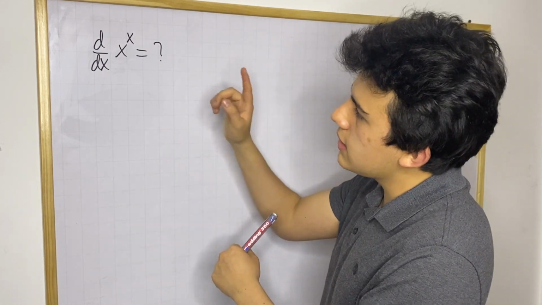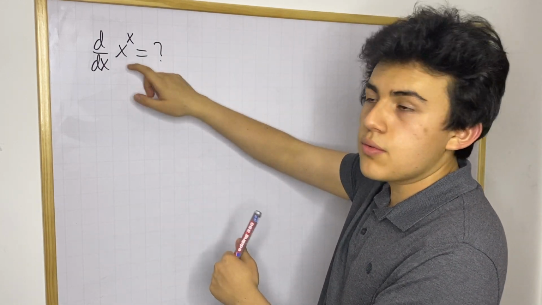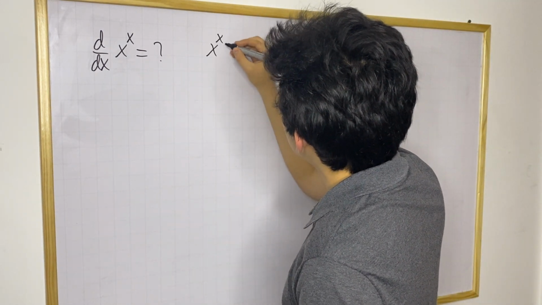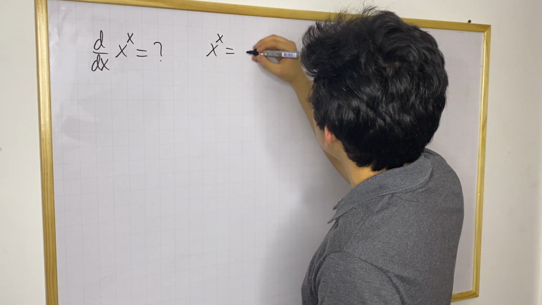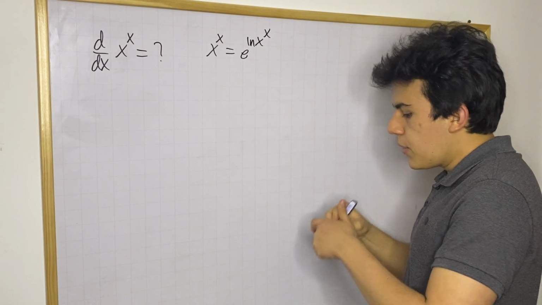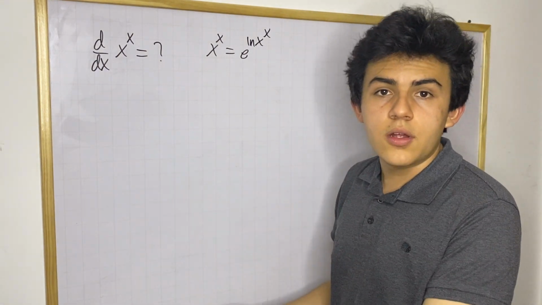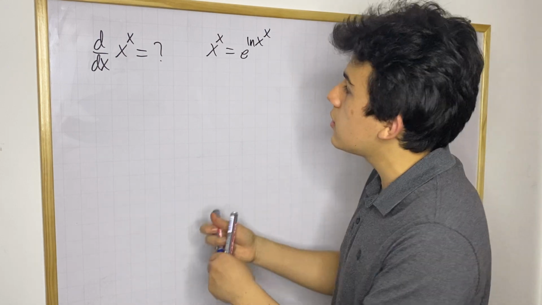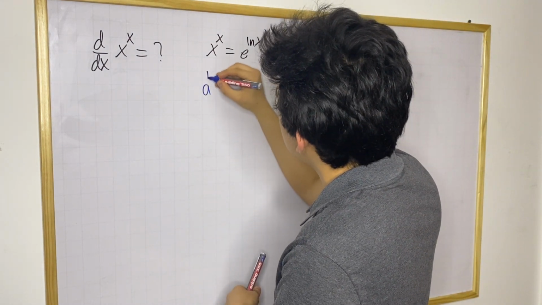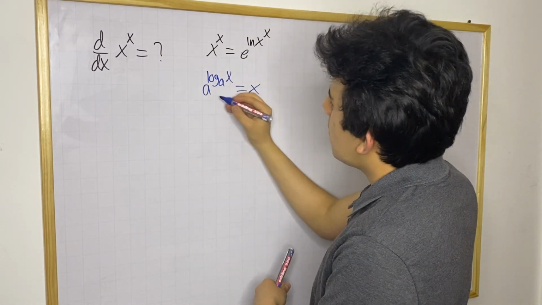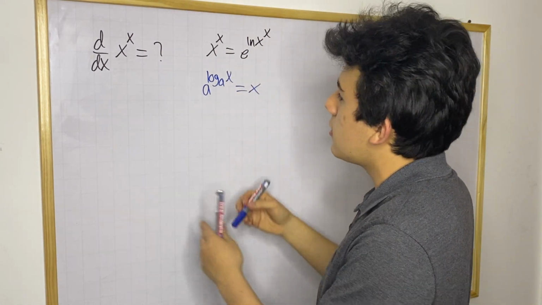So I'm gonna use that technique for finding the derivative. Let me show you what we're gonna do. We're gonna say that x to the x, we know that it would be equal to e to the ln of x to the x, okay? And we know that is true because there is a property of logarithms that you should have learned when you were studying pre-calculus, and that is that a to the log base a of x is gonna be equal to x, okay? Basically, this a and this a cancel out.